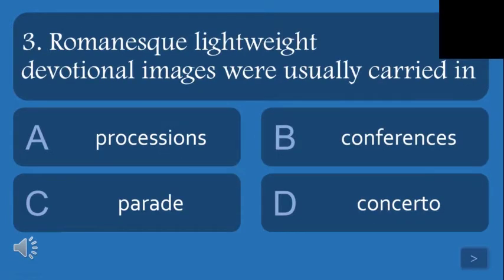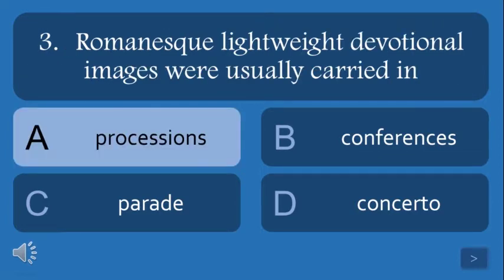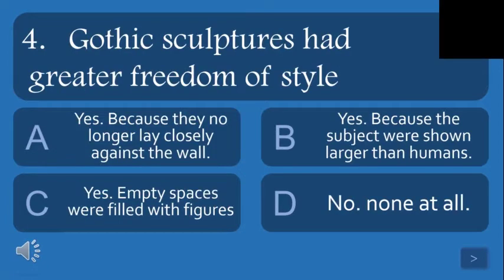Number 3. Romanesque lightweight devotional images were usually carried in A. Processions. B. Conferences. C. Parade. D. Concerto. The right answer is A. Processions.